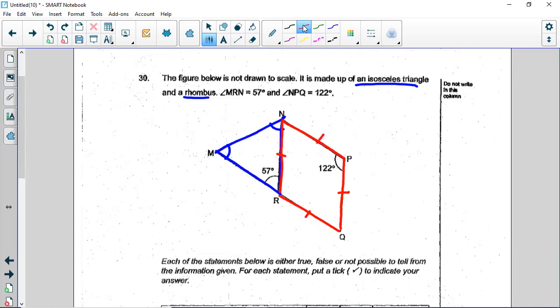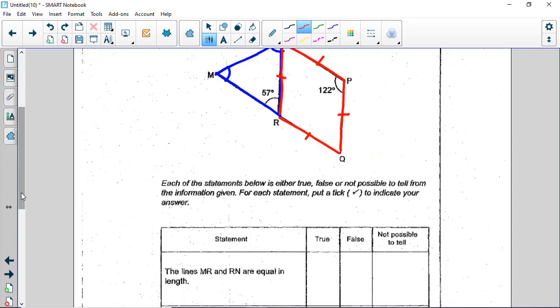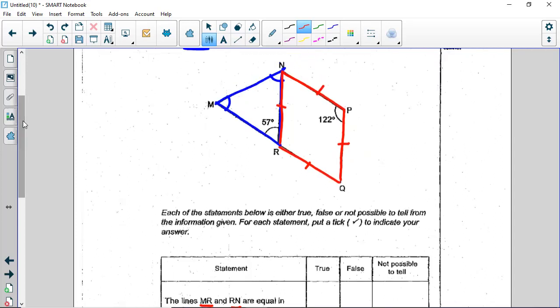Okay, all right. Then you look at the question. What is the statement? Now, the line MR and RN are equal in length. Where is your MR and RN? MR is here, and your RN is here. Okay, MR and RN, are they equal? Okay, we are going to prove it. So how to prove it?